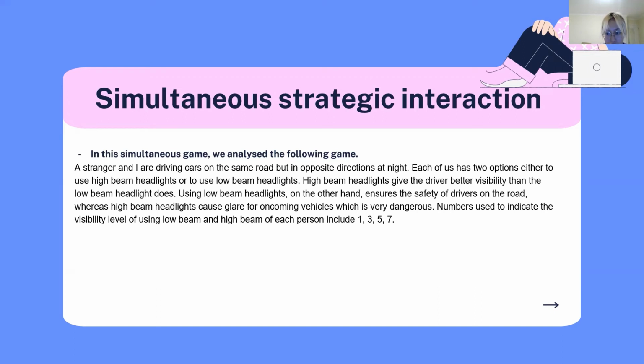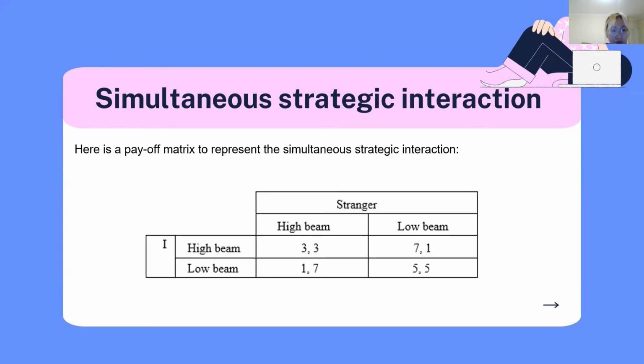And there are numbers used to indicate the visibility level using low beam and high beam for each person, which are 1, 3, 5, and 7. Here we can see a pair of matrices to represent the simultaneous strategic interaction. There are two players, I and the stranger.